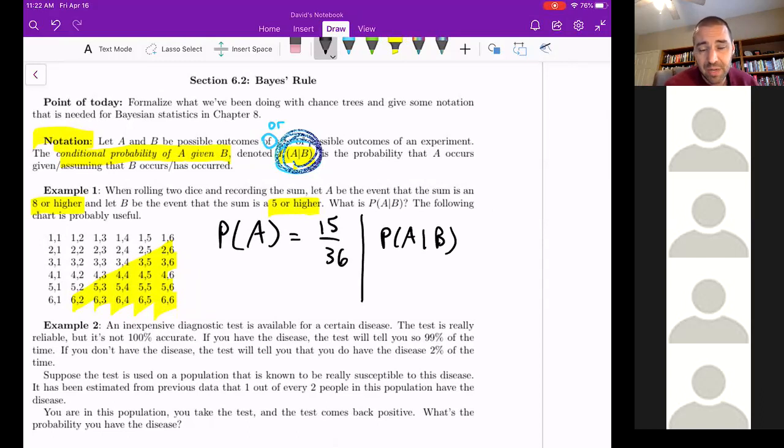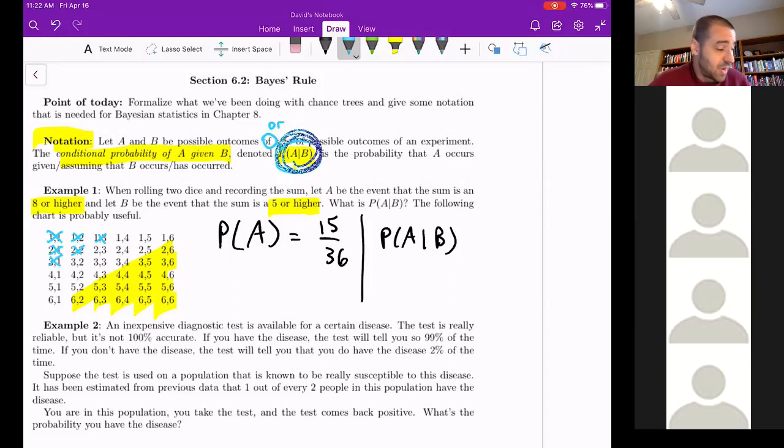So in other words, I'm giving you some data. Basically, I'm telling you, for whatever reason, maybe these dice are loaded or something, I don't know. But for whatever reason, you know ahead of time you roll a 5 or higher, which means that this outcome here is dead now. You can't roll a sum of 2. These outcomes are dead now. Can't roll a sum of 3. These outcomes are dead now. You can't roll a sum of 4.